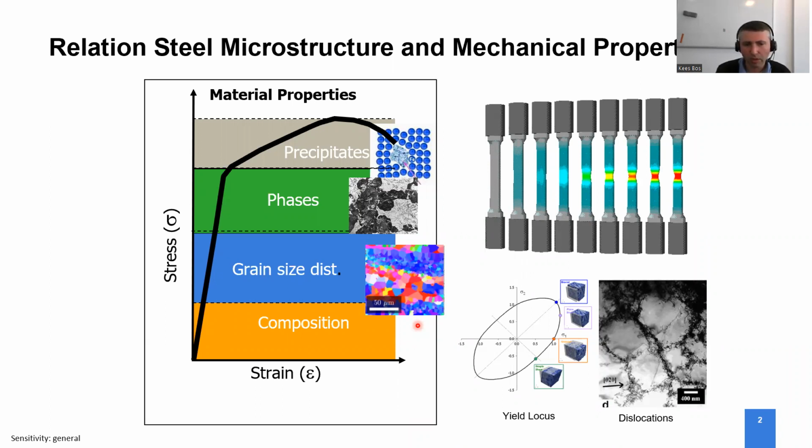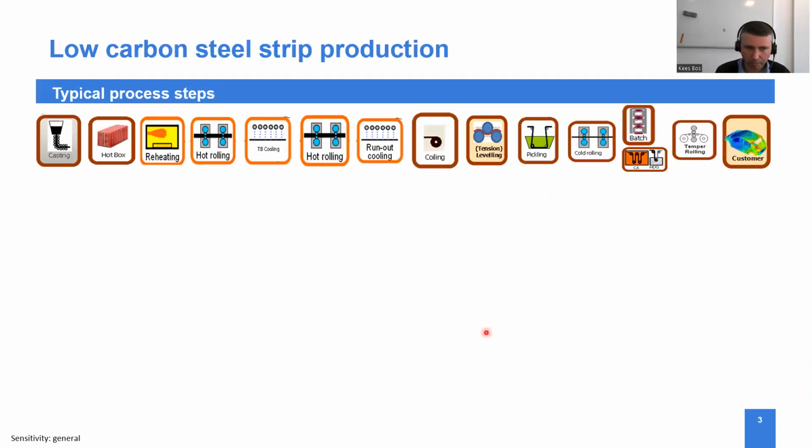Then if we look at the steel production process, specific to low carbon steel strip production, we have a lot of different process steps, and the chain is quite long. We start with casting. Then typically there will be a reheating furnace, and there might be some hot box in between to keep some temperature in the slab. Then there will be hot rolling steps like the roughing mill with some intermediate cooling and a finishing mill. Typical run-out table cooling, and then you have a coil which is still hot, which has to cool down.